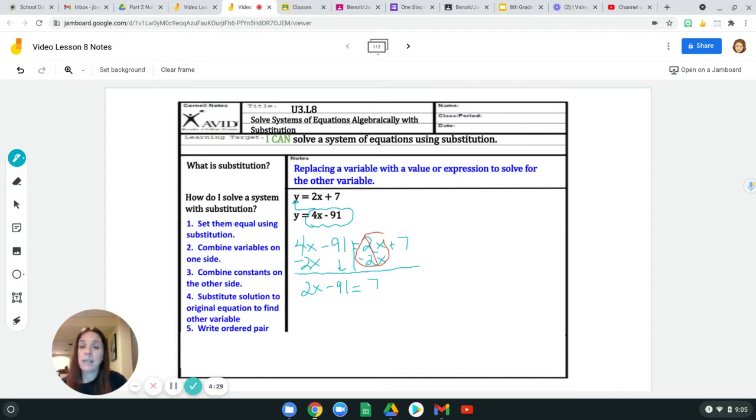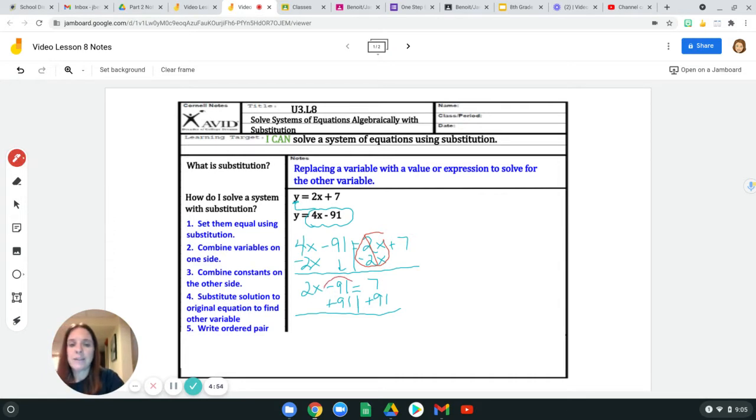Now step 3, combine the constants on the other side. So we don't want everything on the same side. Constants are going to go to the right since the variables came to the left. To make a zero pair with negative 91, that would be positive 91 on both sides. This is our 7th grade equation work really paying off here.